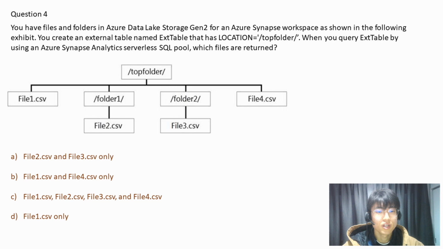Question 4. You have files and folders in Azure Data Lake Storage Gen2 for an Azure Synapse workspace as shown in the following exhibit. You create an external table named xtable that has location top folder. When you query xtable by using an Azure Synapse Analytics serverless SQL pool, which files are returned? And it's showing the file structure here.